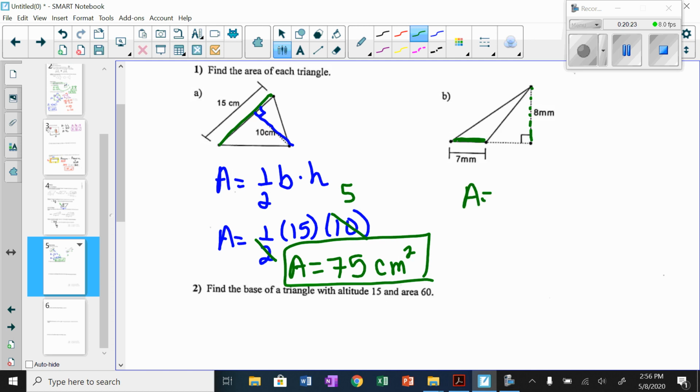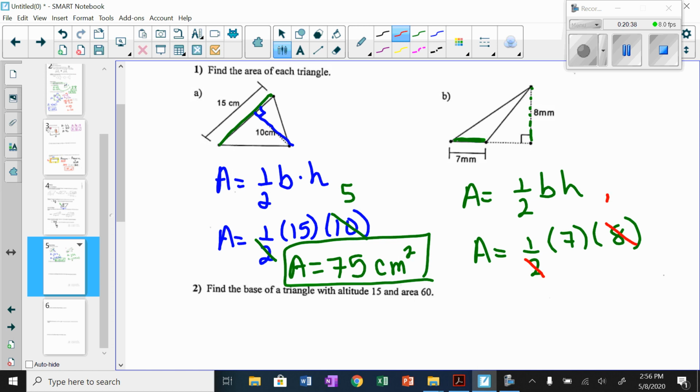So area is going to equal half base times height. So the area is going to equal half. My base is 7. My height is 8. Again, multiplication is commutative. You don't have to take half of 7. You could go ahead and take half of 8. And then we'll get 7 times 4, which is 28 millimeters squared.